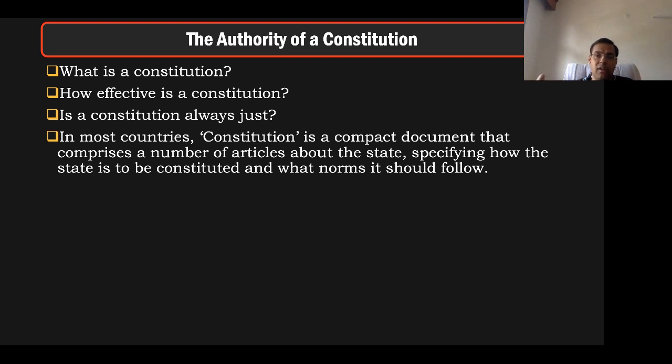So it has multiple articles, 395 articles in the original constitution, 24 parts, 12 schedules about the state, how the state has to be governed, what all things have to be formulated, specifying how the state is to be constituted and what norms it should follow.